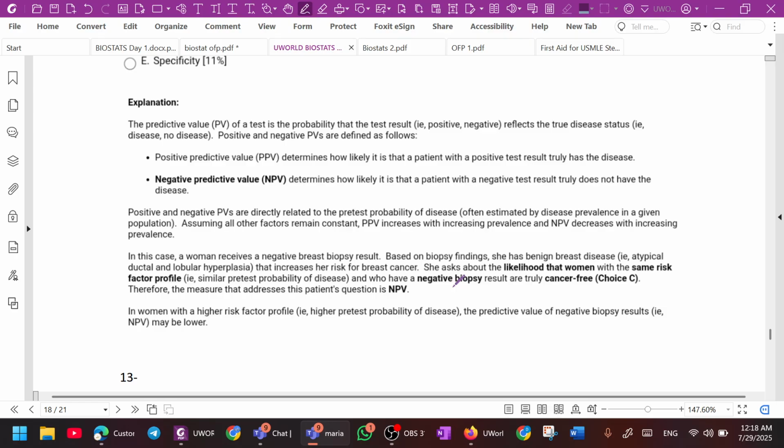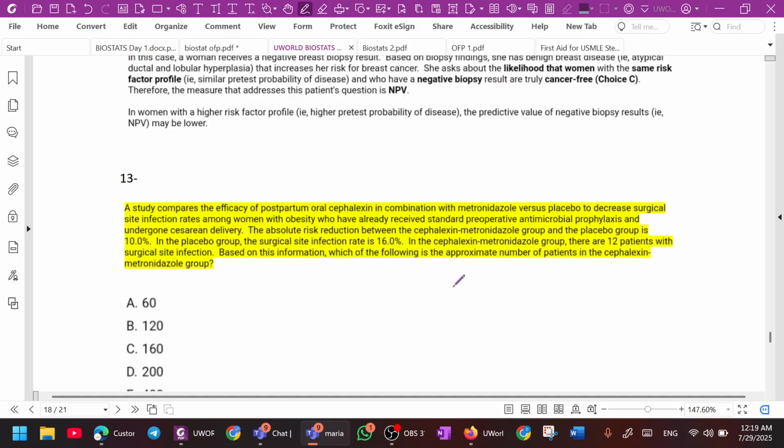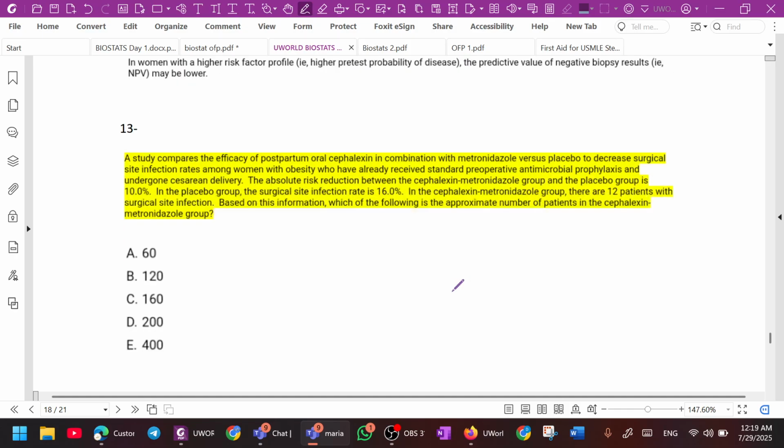In women with a higher risk factor profile, higher pretest probability of disease, the predictive value of negative biopsy results may be lower. Okay, next.